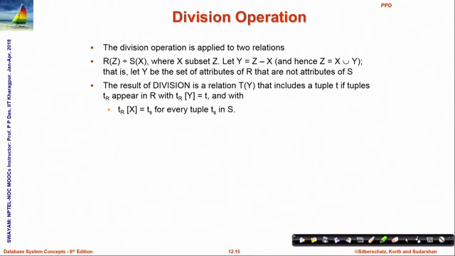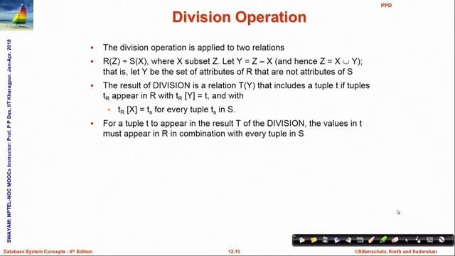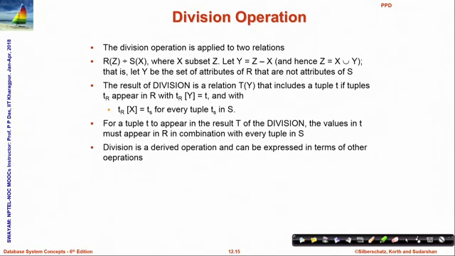So, the result of a division is a relation T on y that includes tuple t if tuples t_r, that is the part of the tuple that appears in R, on the y part, the difference part, matches, so that you have t_r[x] equal to t_s, where t_s actually exists in S. This must happen for all tuples in S. So, division is a very interesting operator, which is often required for coding different queries. So, it is a derived operation.